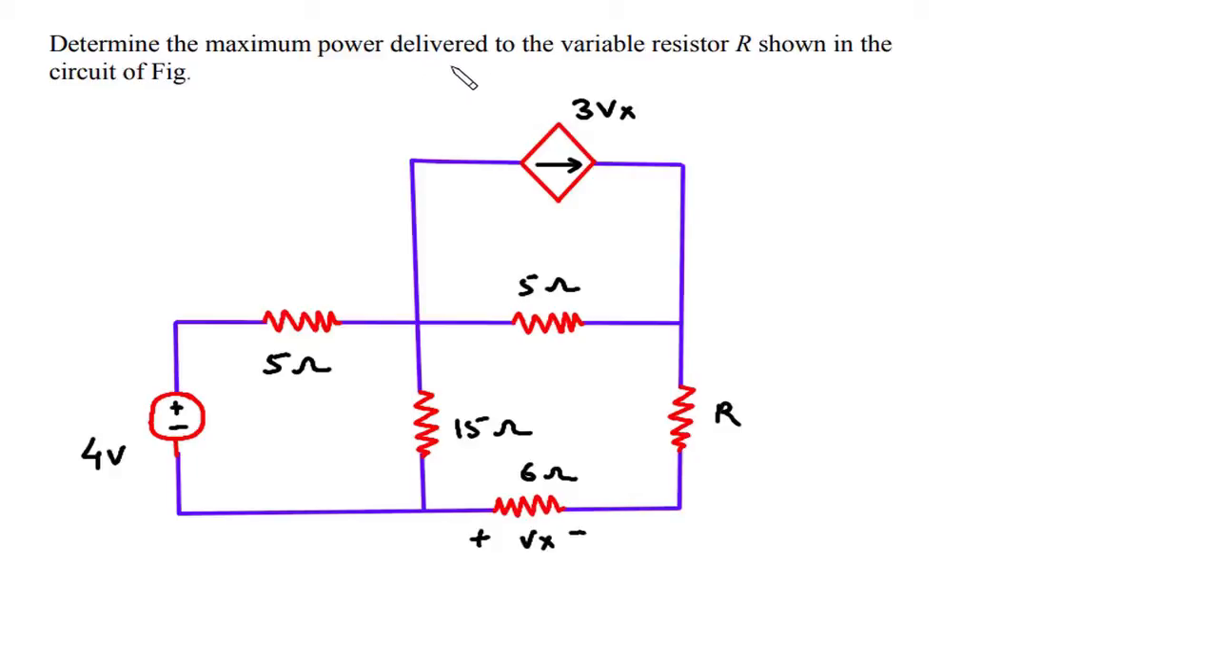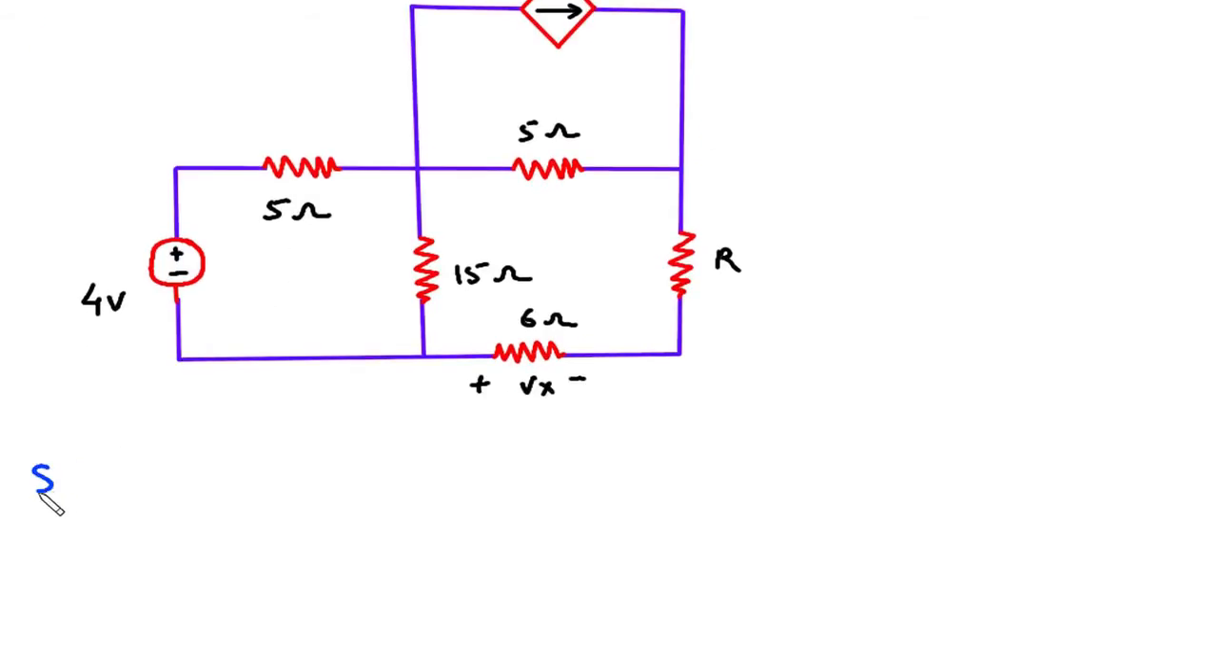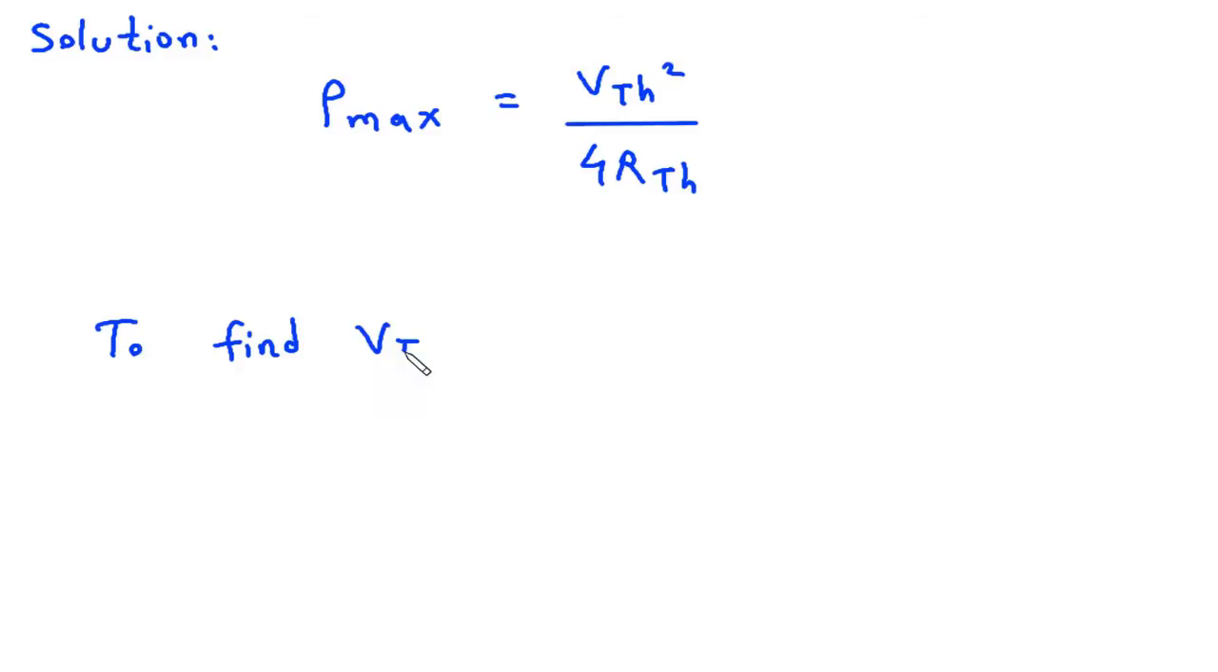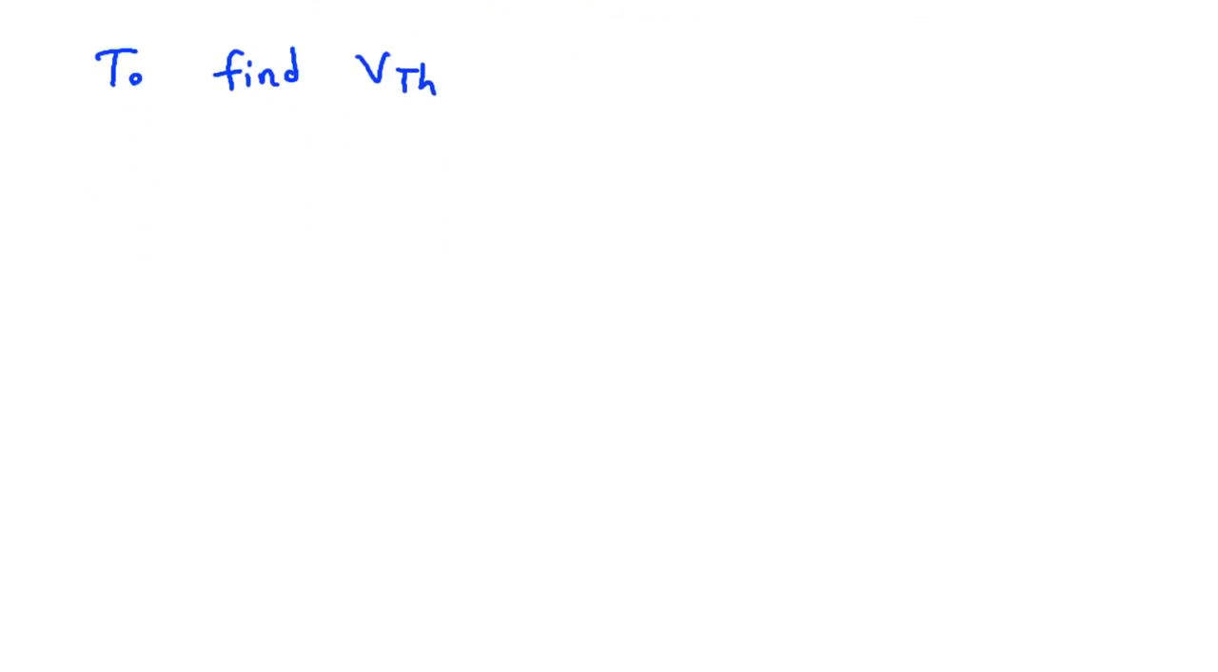Determine the maximum power delivered to the variable resistor R shown in the circuit of figure. Solution. We have to find Pmax. Pmax is equal to VTH square divided by 4 RTH. So we have to find VTH and RTH. First we will find VTH. To find VTH, we will redraw the circuit.